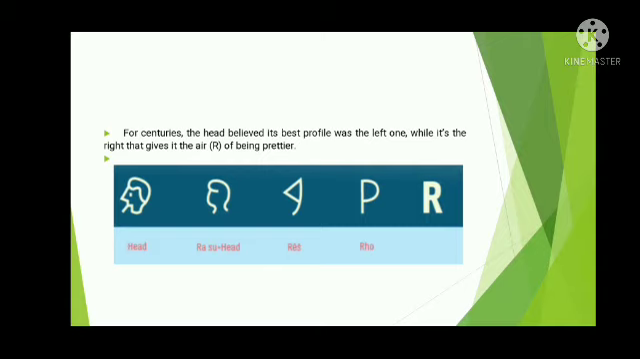Next, for the evolution of letter R. For centuries, the head believed its best profile was the left one, while it's the right that gives it the air of being prettier. So the letter R came from the Phoenician letter Rosh. The word Rosh means head, and the letter resembles a neck and head. When the letter entered the Greek alphabet, the Greeks turned the letter around and added a short leg to the side. They called this letter Rho.